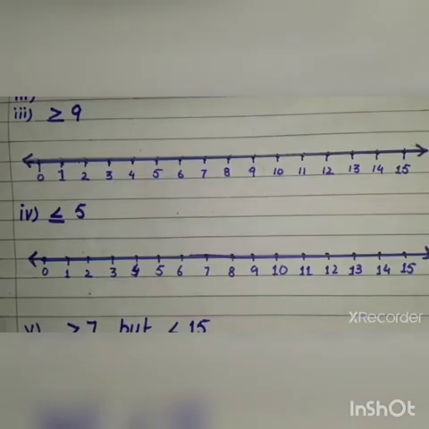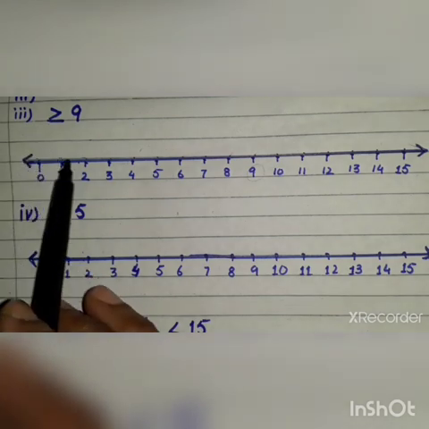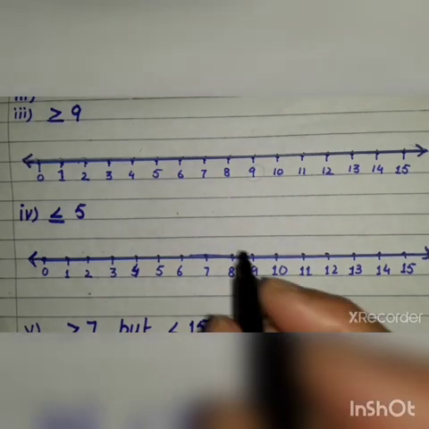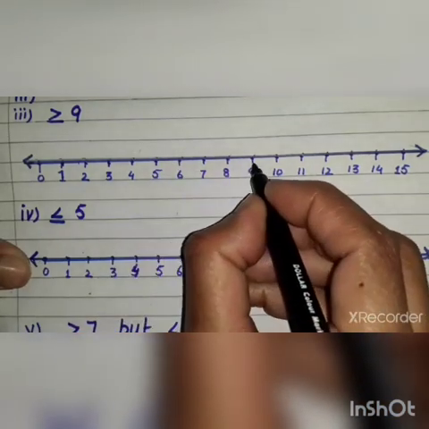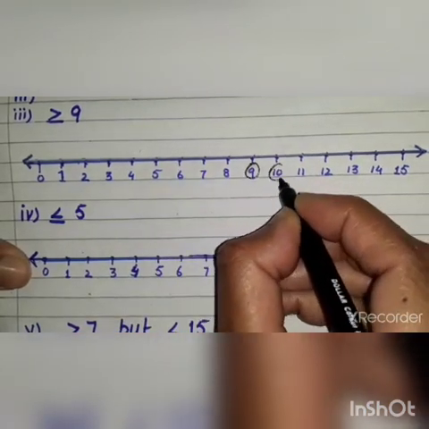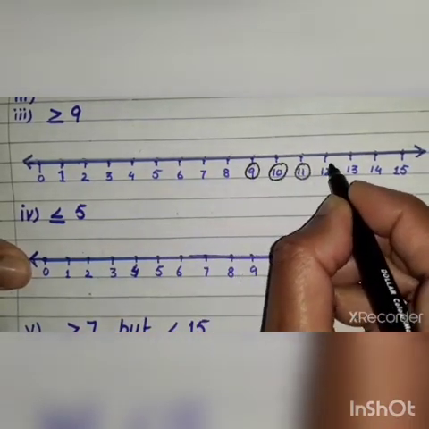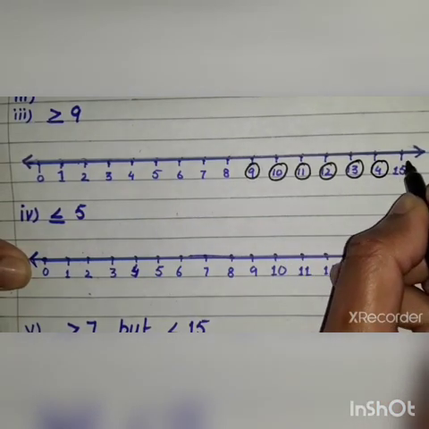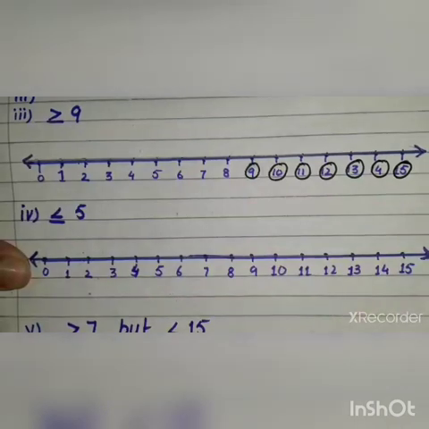As we discussed, this symbol is used to represent greater than or equal to, so we will circle from 9 to 15 to represent the given whole number. 9, 10, 11, 12, 13, 14 and 15.